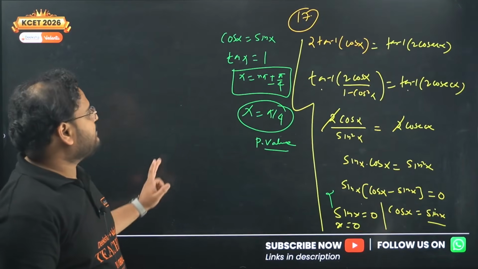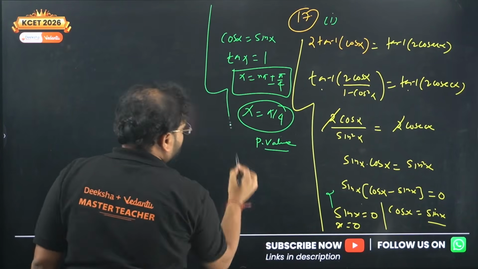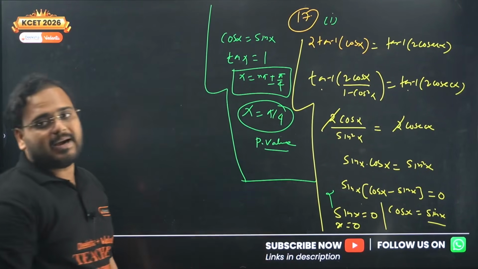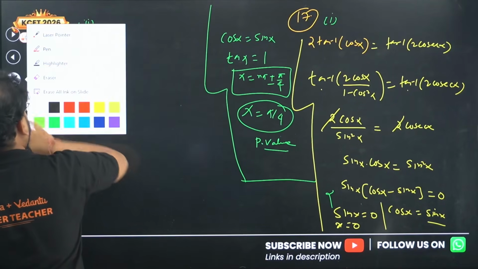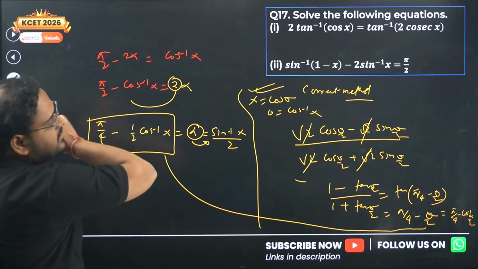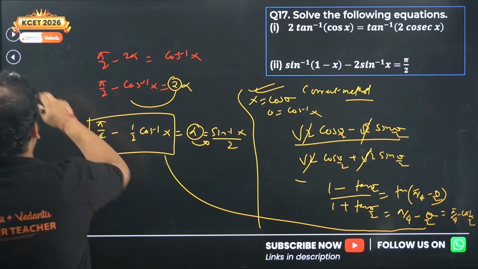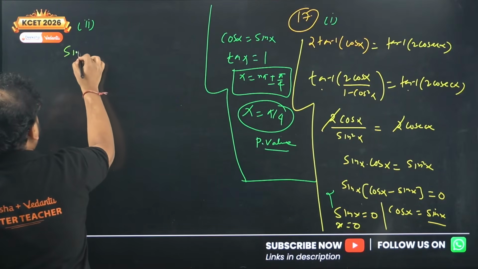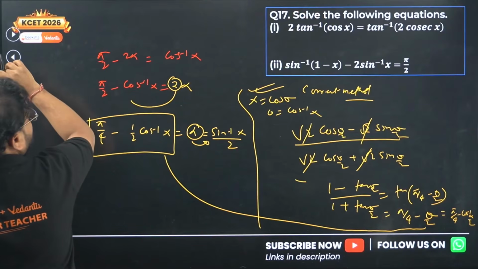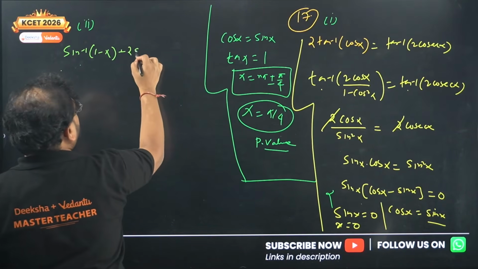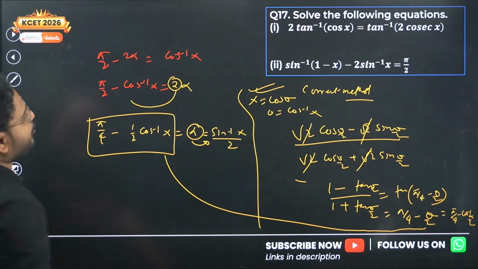Yes, so this is the part 1 answer, the 17 part 1 answer. Let me go to part 2 now. Part 2 is here. Check this out. Sin inverse of 1 minus x minus 2 sin inverse of x equals pi by 2. We have to prove it equals pi by 2.